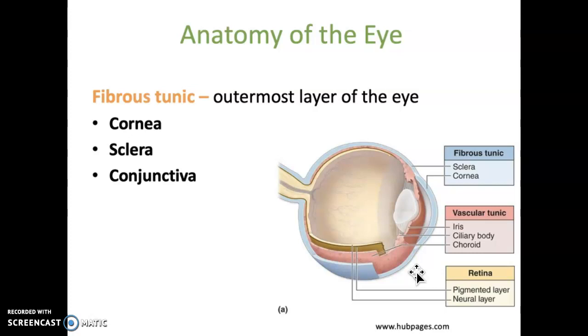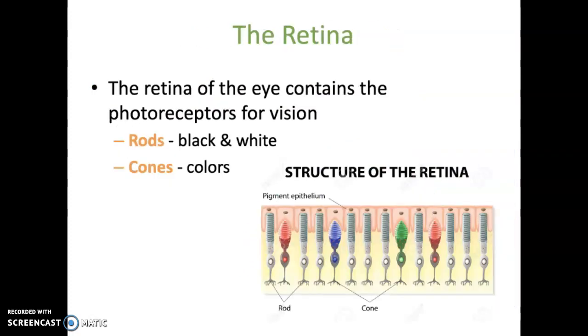And then finally, the sensory tunic is the inner layer of the eye, and it is made up of the retina, which consists of 2 layers, an outer pigmented layer and an inner nervous layer, which contains neurons. Within the nervous layer, there are receptors for vision, which are called rods and cones. Here is a closer look at the structure of the retina.